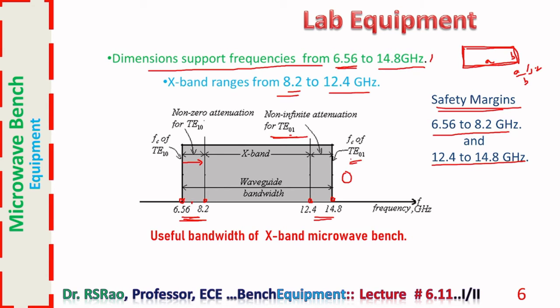However, the attenuation of TE01 mode increases as frequency is decreased from 14.8. By the time you move from 14.8 to 12.4, in practice the attenuation of TE01 mode becomes very high. So practically below 12.4, there is very little chance for the existence of TE01 mode. Hence, leaving safety margins helps us in working with a single wave mode, the dominant mode, in the bench.